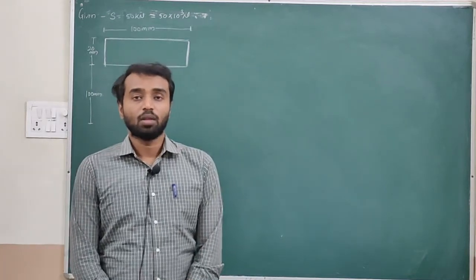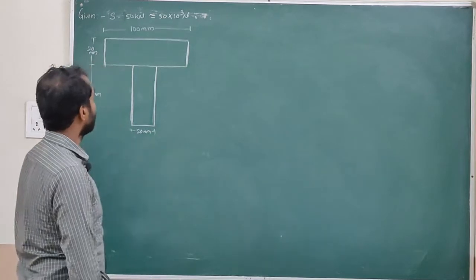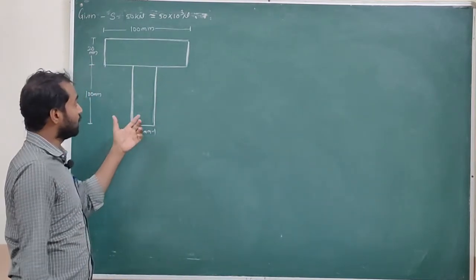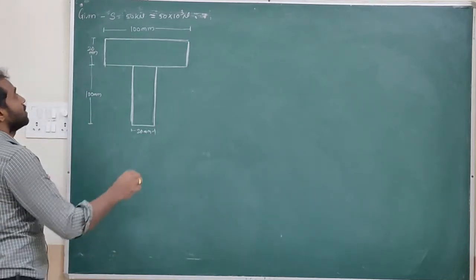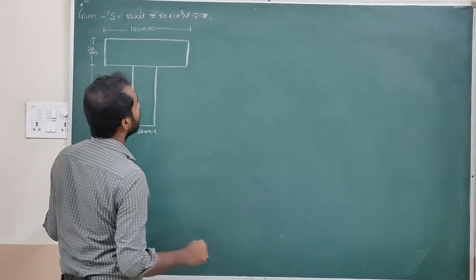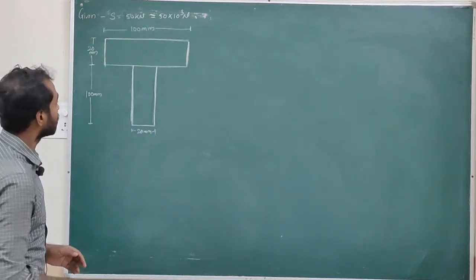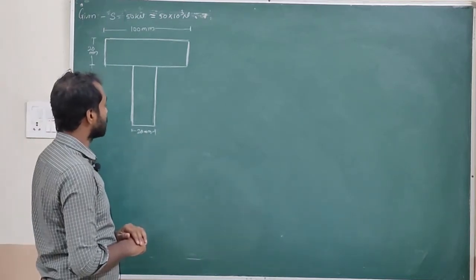Hello student, today again we will see the numerical for shear stress distribution for unsymmetrical beam. Now in this case the given beam is a T beam, and for this the shear force value is given. The value of shear force is 50 kilonewton, which is 50 into 10 raised to power 3 Newton. Now we need to draw a shear stress distribution diagram for this beam.